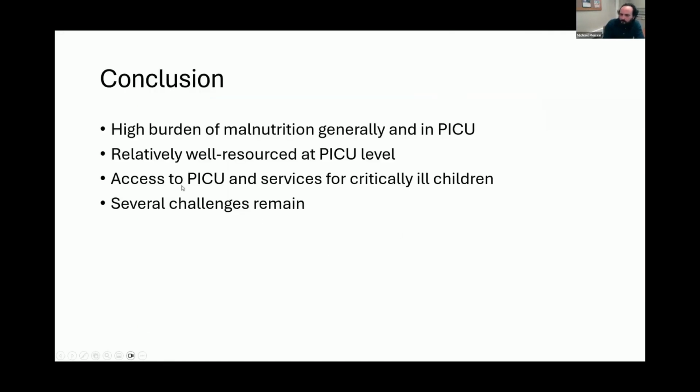But in conclusion, in South Africa, there remains a high burden of malnutrition generally, as well as in the PICU environment. We're privileged enough to be relatively well resourced within the PICU itself, but there is a problem remaining in South Africa of adequate access to PICU and of services for critically ill children. And we continue to face several challenges despite being in a position of having relatively good resources.